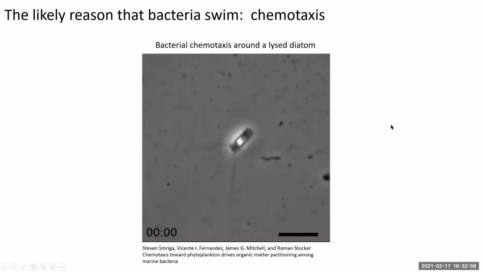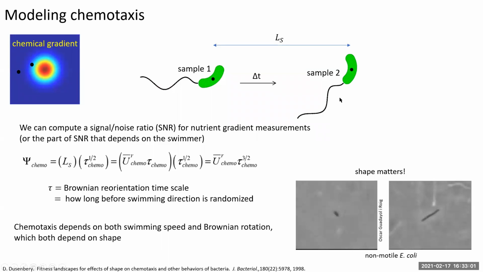So how can we model this chemotaxis that might have shape effects also? If you imagine a bug swimming through a chemical gradient, it's taking samples. We're going to assume it's taking samples over time, temporal sampling. So take sample 1 and sample 2, separated by delta t, and we can compute, from a bunch of work that Dusenbery did some time ago, a signal-to-noise ratio for these measurements of the chemical gradient that the bug is trying to go up, to go toward the source of this food.